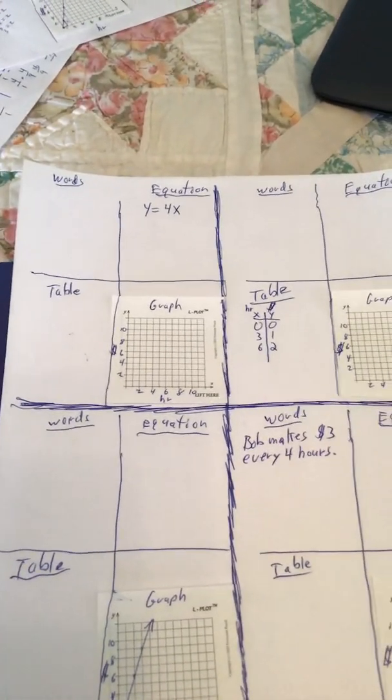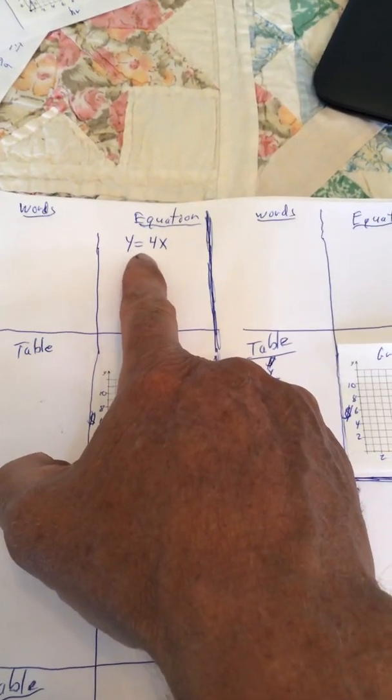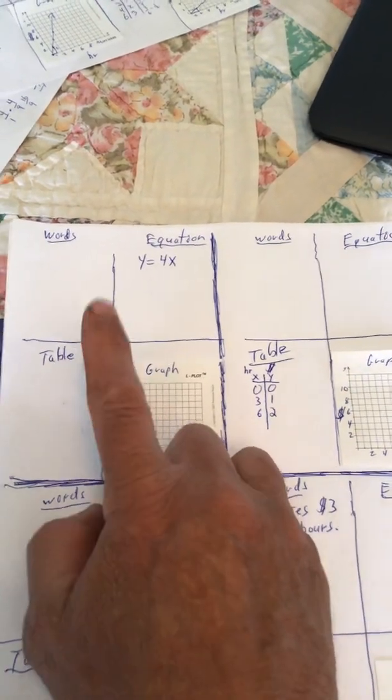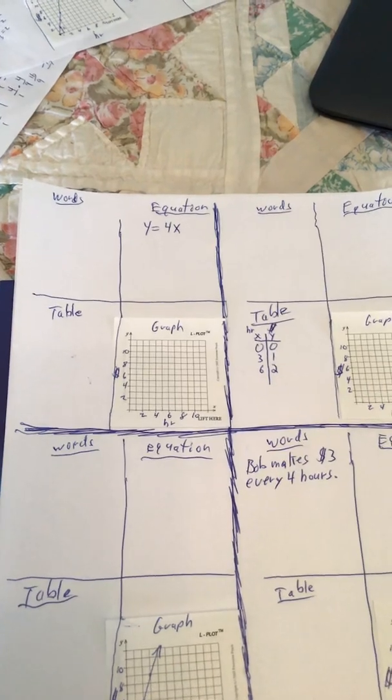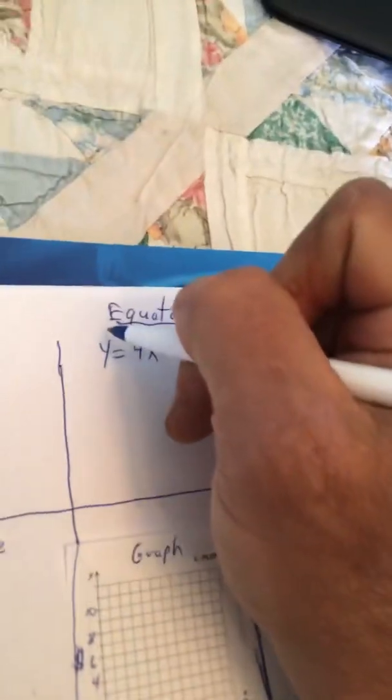So first one here, I'm going to start you off with the equation y equals 4x, and I'd like you to give me the words, table, and the graph. Think Bob, all right? We're going to use Bob in our sentence here. So hit pause and do it.